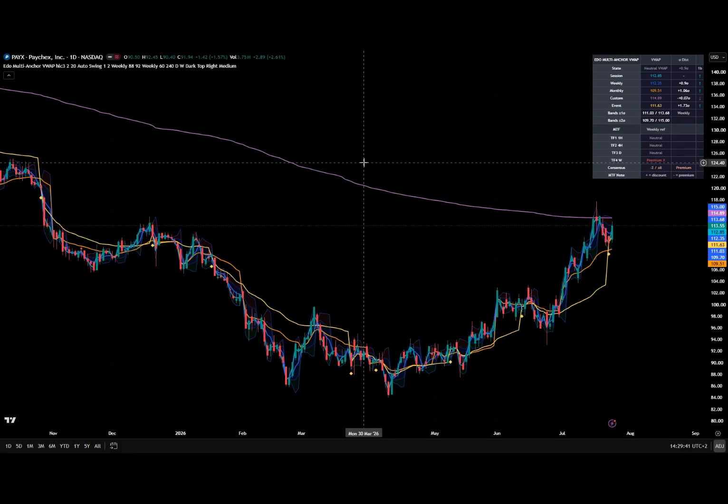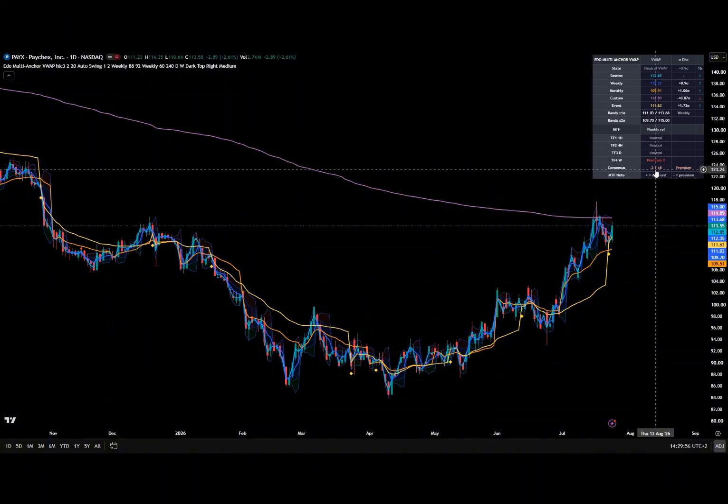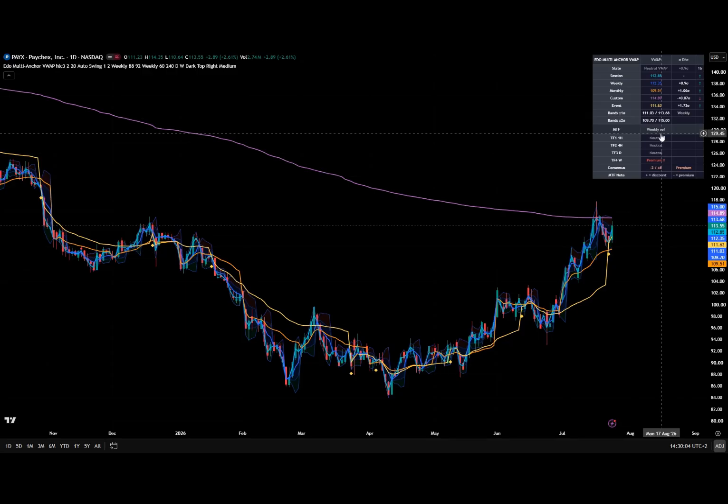There is one detail that trips people up the first time, and the panel spells it out on the last row. A positive number means discount. A negative number means premium. It reads that way because the sign follows the distance to fair value, not the direction of price. Once you have that straight, the whole panel reads in a couple of seconds.